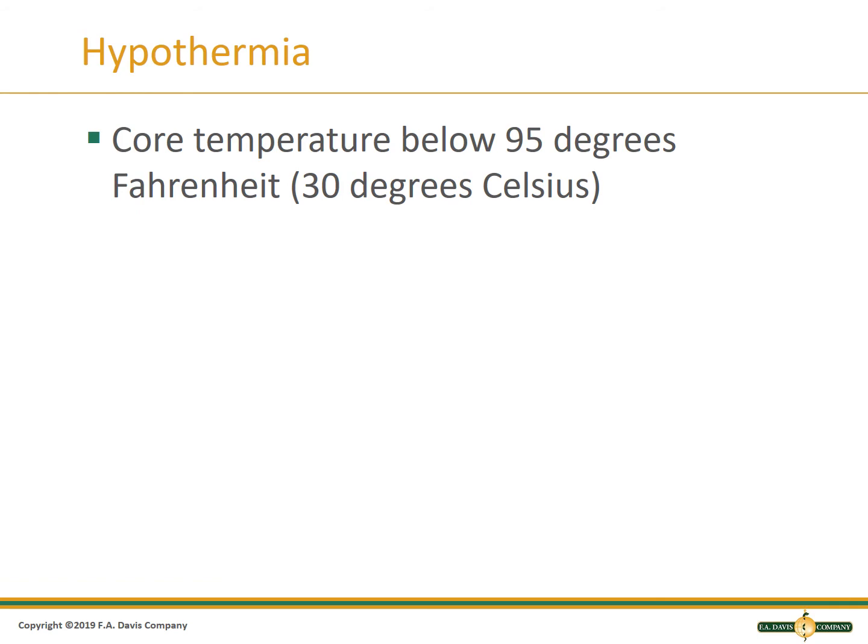So the opposite of hyperthermia is hypothermia, which means the core temperature is below 95 degrees Fahrenheit or 30 degrees Celsius. This slows the body's metabolism. Sometimes it has to be induced deliberately to reduce the body's need for oxygen during neurological or cardiac surgeries. Prolonged or severe periods of hypothermia can result in death.